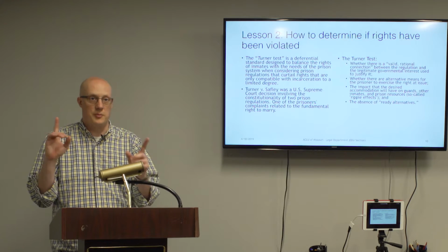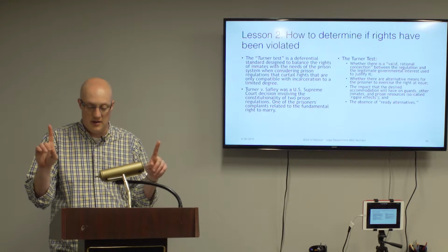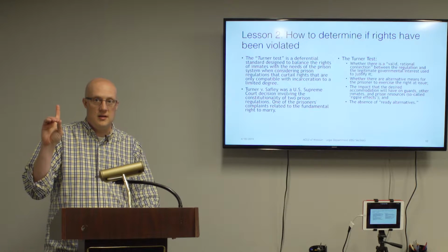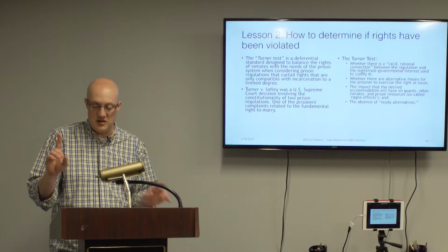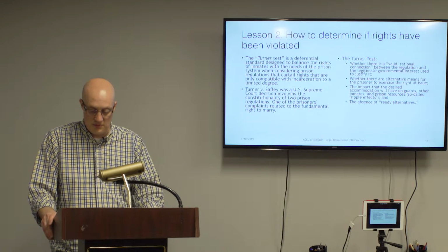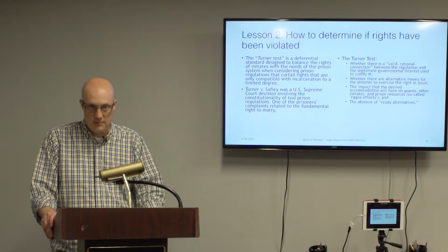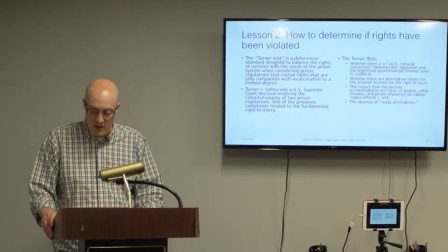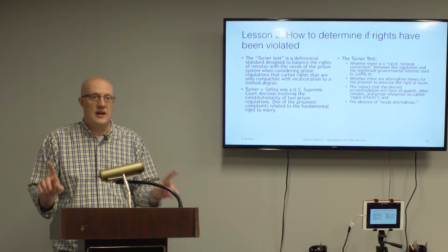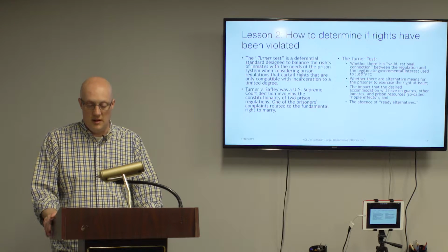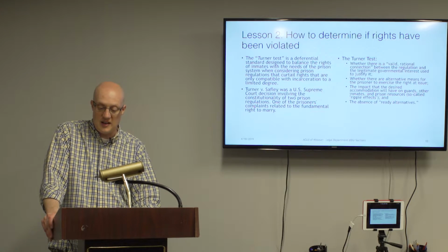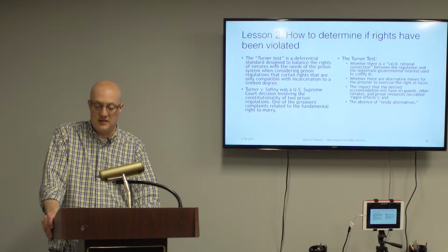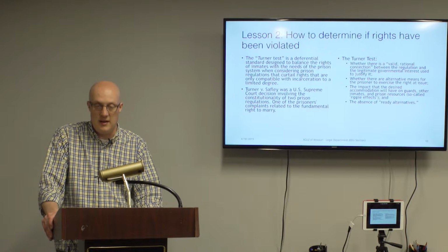There has to be some rational basis, some rational connection between why the prison is implementing the regulation and why they're saying they're implementing it. So if there's not that valid rational connection, then the court is going to strike down the regulation under the Turner test. Secondly, the second factor here is the court must consider whether alternative means of exercising the right remain open to the inmates.